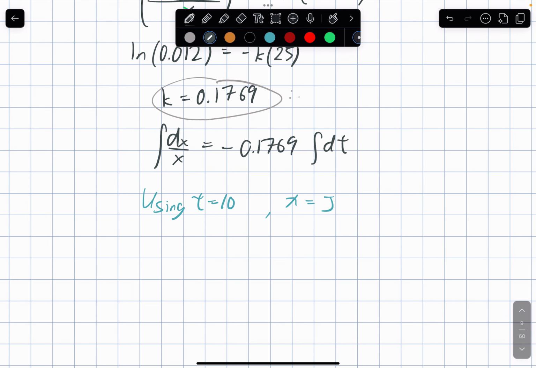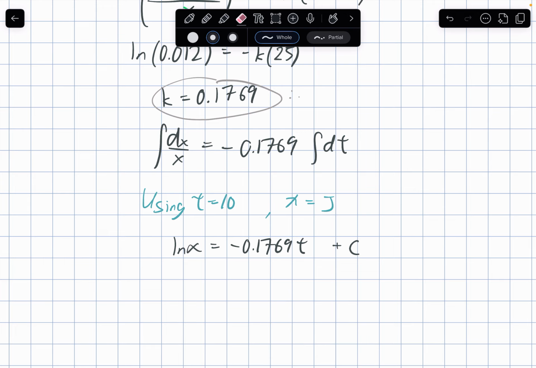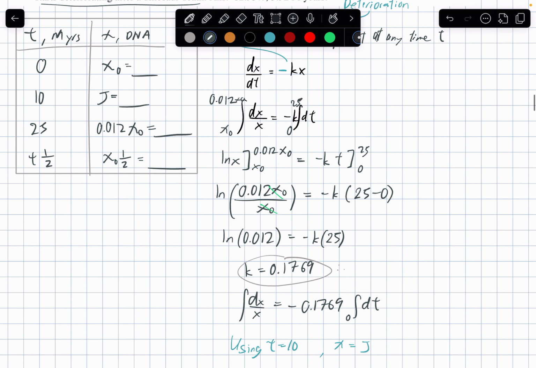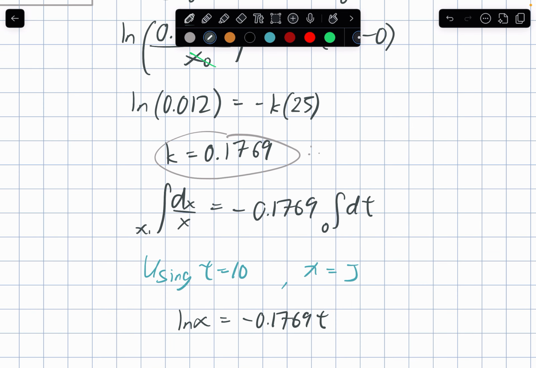So ln of x is equal to negative 0.1769 t plus a. Oh, no, no, no. We're gonna make the integral definite, so we're not gonna put plus c or plus a constant. We start again with t equal to 0 and x sub o, and then t is equal to 10, x is equal to j. Okay?